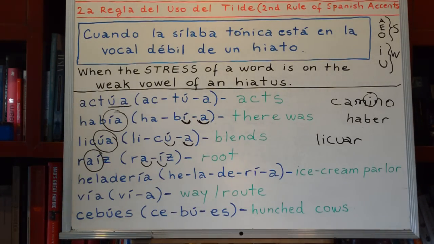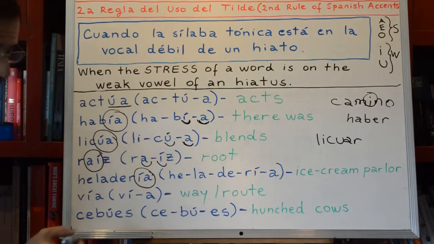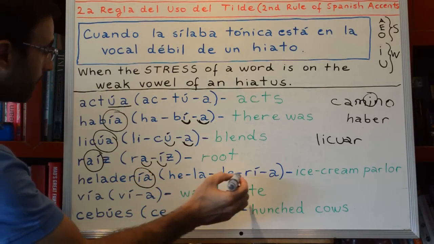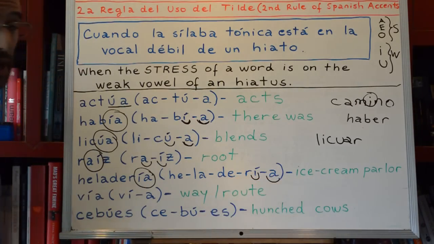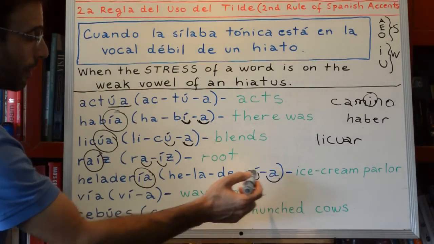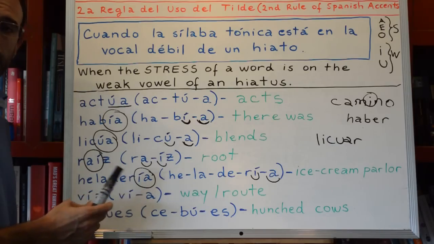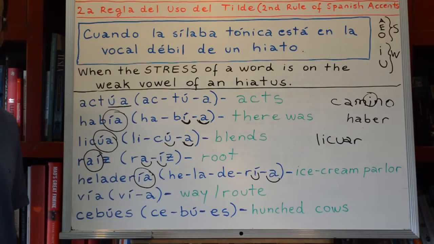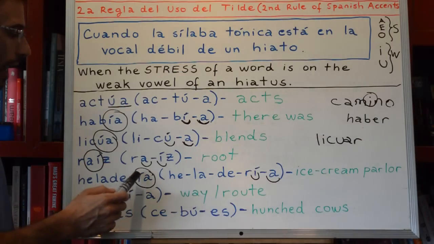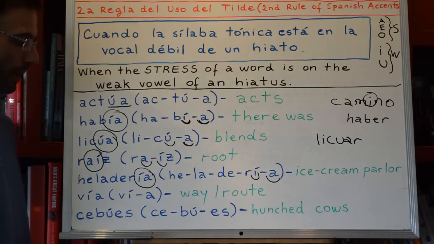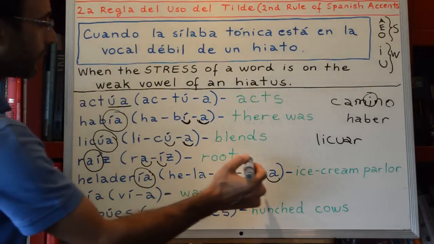Okay, heladería. Tenemos aquí un hiato. Here we have a hiatus. Y el hiato está aquí. Las dos vocales se separan. Both vowels are separated. La sílaba tónica está en la I. Heladería. Ia. Okay, so the accent is on I. Since I is a weak vowel, it carries the tilde.